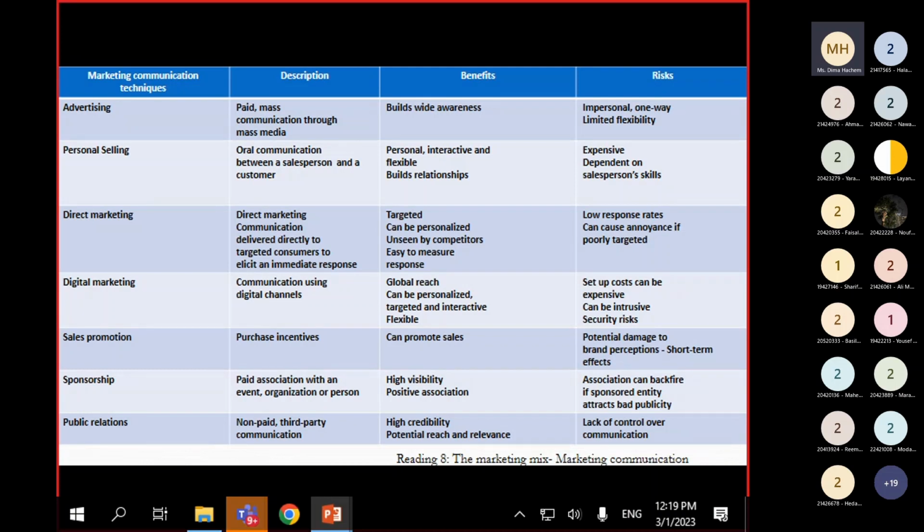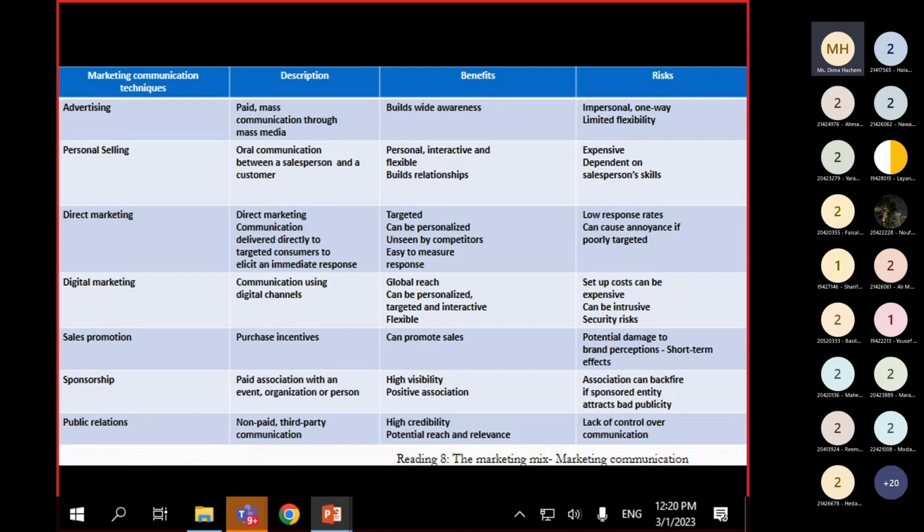So here we have, unlike advertising, a personal selling, right? Because the product that will be suggested to you will be based on your needs. And this is exactly the benefit of personal selling. It's personal, it's interactive. So there is a give and take between the organization representative and the consumer. And also it builds a relationship.